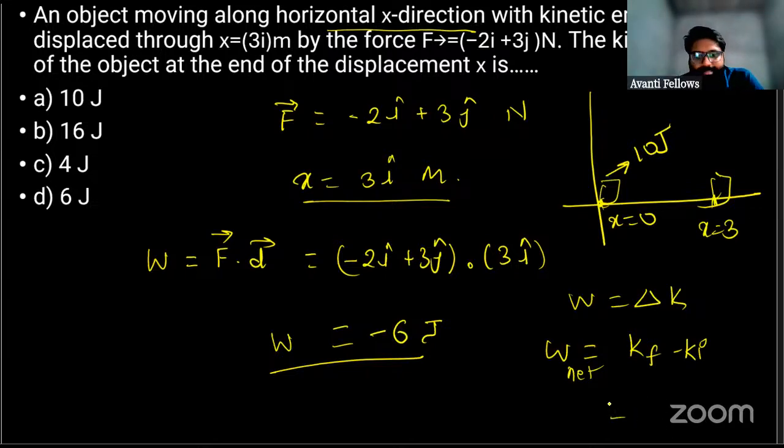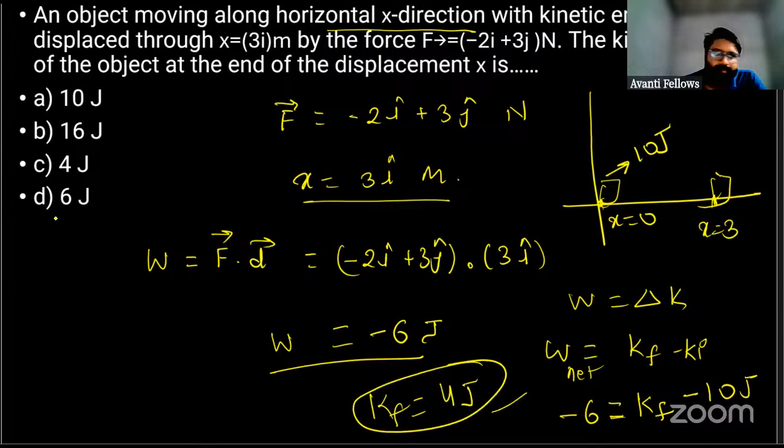Very good Vijay Lakshmi. We will see the answer if you are correct or not. So work done here is minus 6 joule. Final kinetic energy we want to know. Minus initial kinetic energy is 10 joule. So kinetic energy final will become, 10 will come to this side will become plus, so plus 10 minus 6 will become 4 joule only. So final kinetic energy is 4 joule.